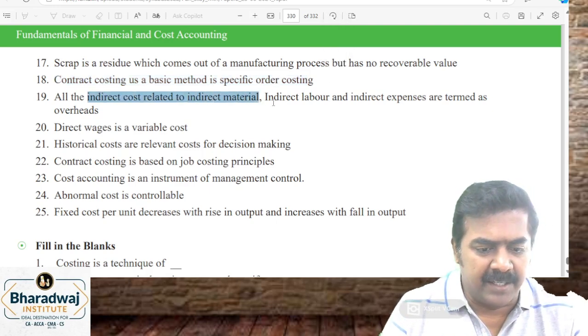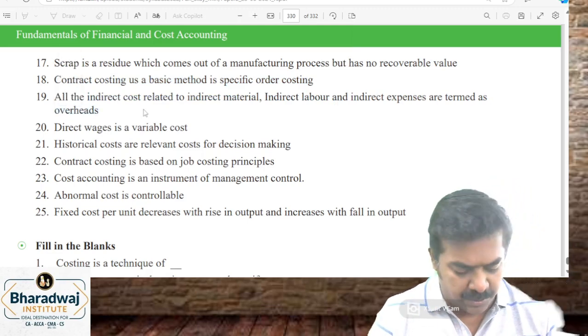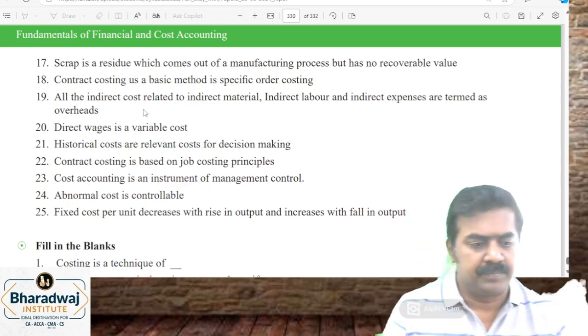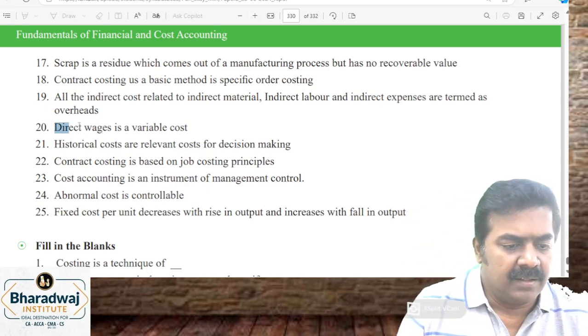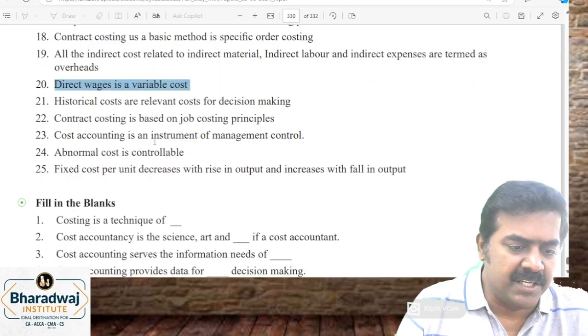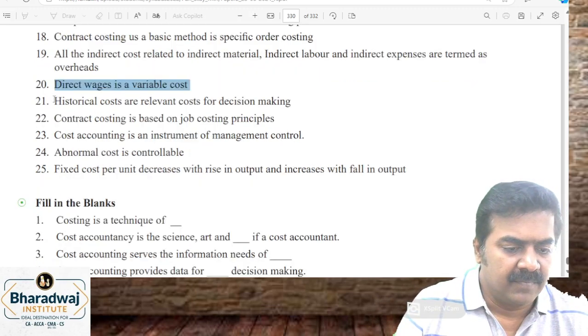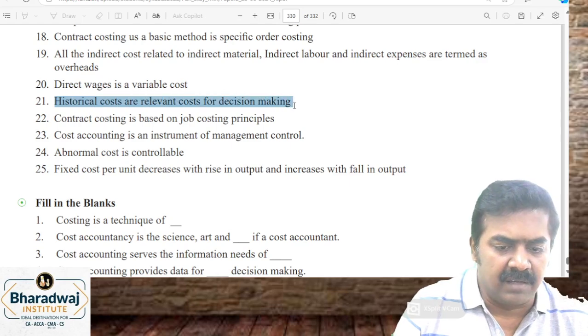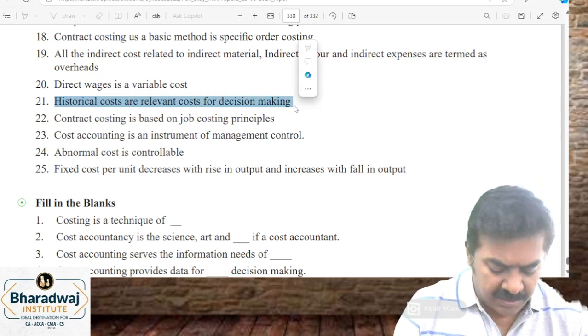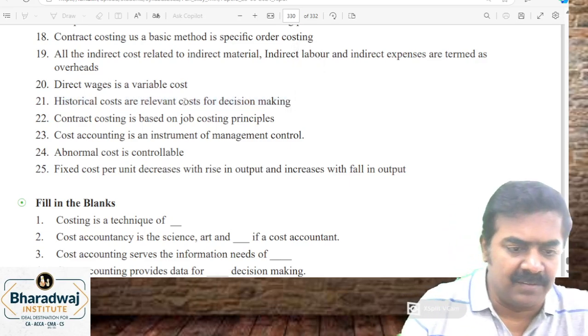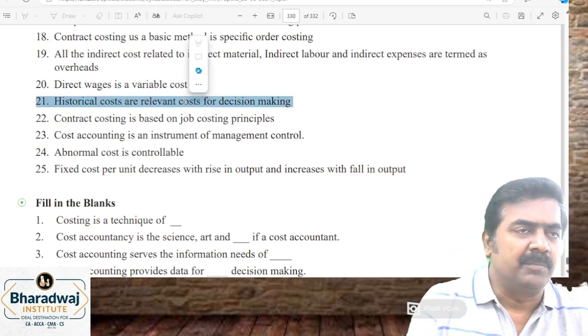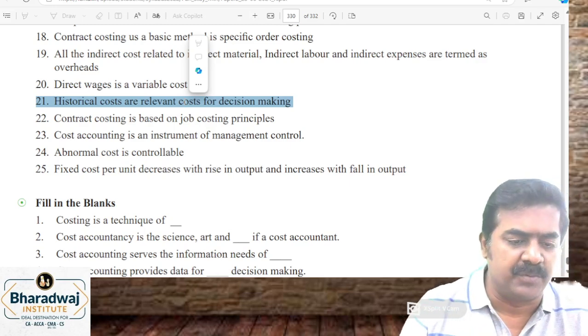All indirect items, indirect material, indirect labor, indirect expenses are called overheads. True. Direct wages is a variable cost. Yes, it changes with output. True. Historical costs are relevant for decision making. True. Based on the past only, we predict what will happen in the future.